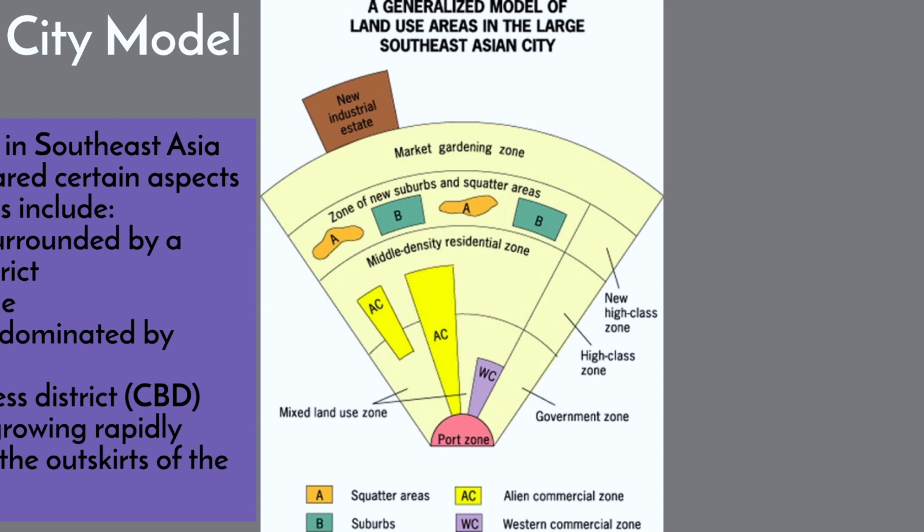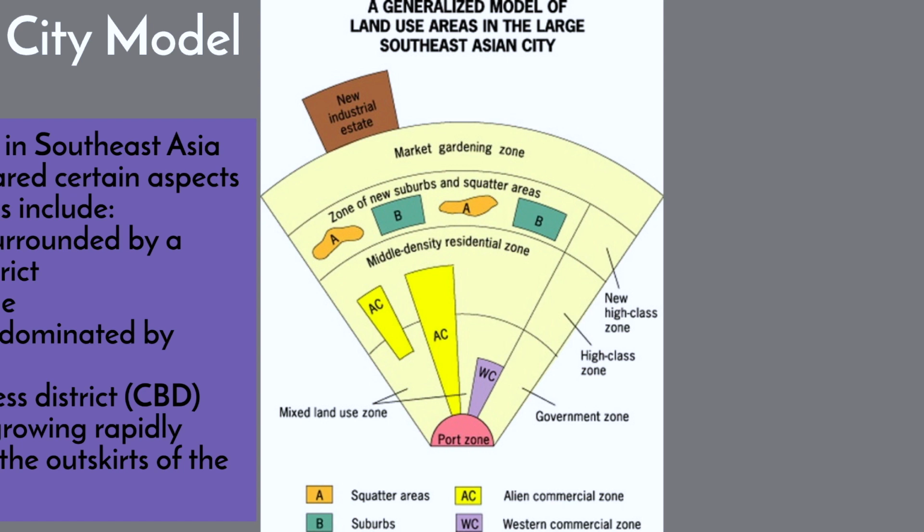Taking a look at it, this is a generalized model of land use in areas in large Southeast Asian cities. So the port zone is the focus of all of this. That is on the water. Bangkok is a great example of a city like this.